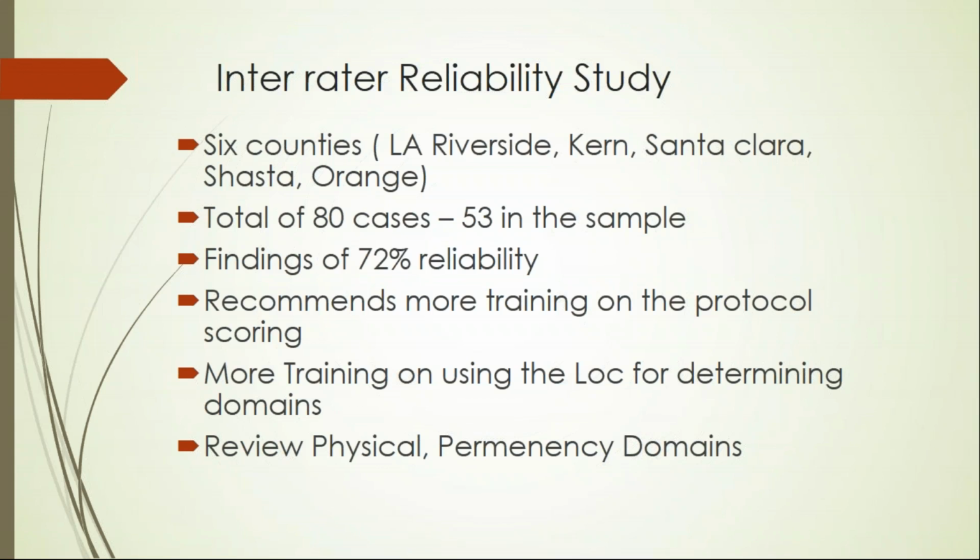We had a total of 80 cases, with 53 in the sample where there were actual LOCs conducted, with findings of 72% reliability. The findings told us that we need more training on the protocol scoring, and more training about some of the determinations in the domains, which I spoke about earlier. So we're particularly reviewing the physical and permanency domains in terms of the challenges that we saw in the study and what we're seeing in the field too. So those are the things that we are working on in regards to the study.